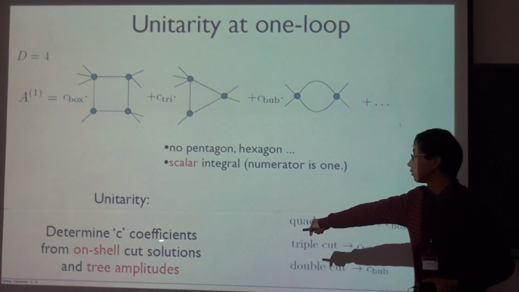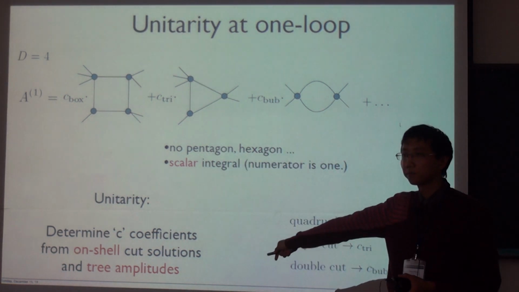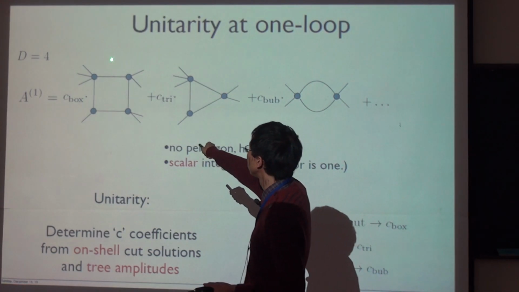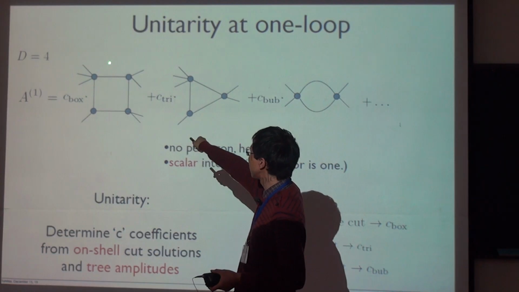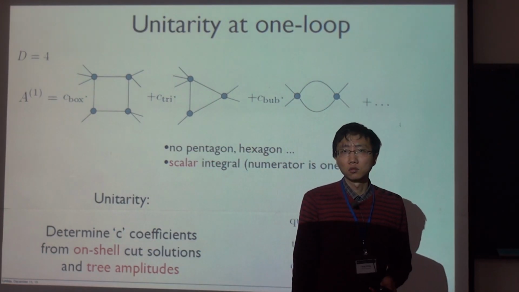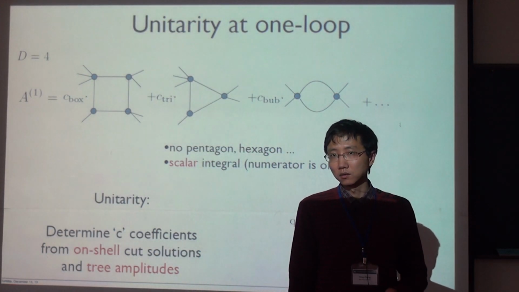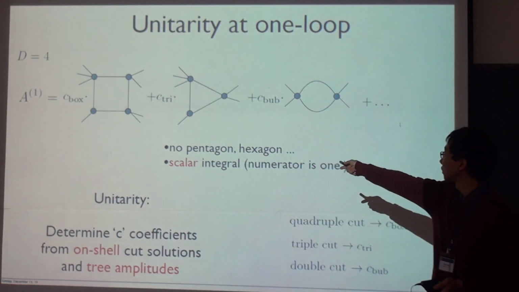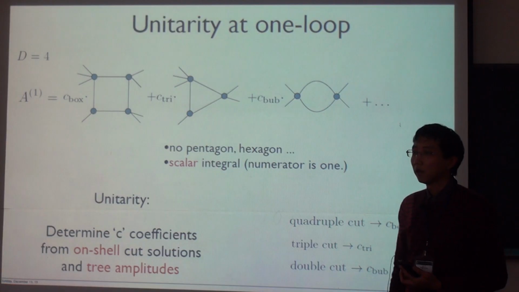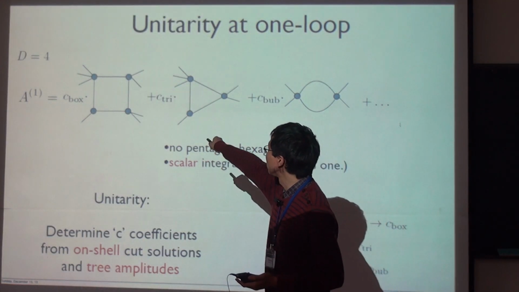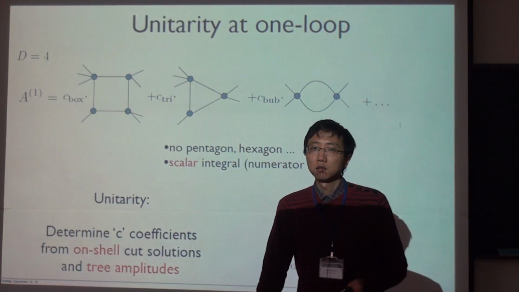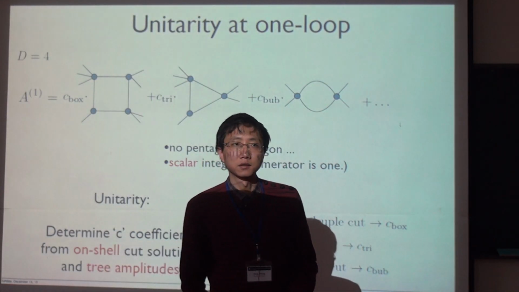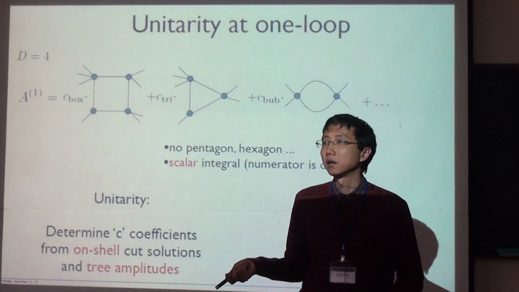Instead, you can determine the C coefficients from the unshared point solutions and also the tree amplitudes. Suppose, like the first one, if you cut 4 times, quadruple cut, then you can convert the loop amplitude into the product of 4 trees, and then you can determine this C box. Then recursively you can get C triangle and C bubble like this. Because the values of these integrals have been well known for a long time, you can get everything just from the tree amplitudes. You never need to do this kind of field theory one loop amplitude by yourself.